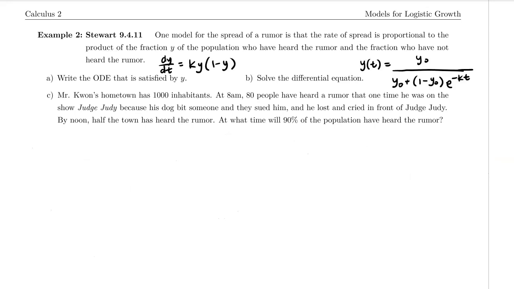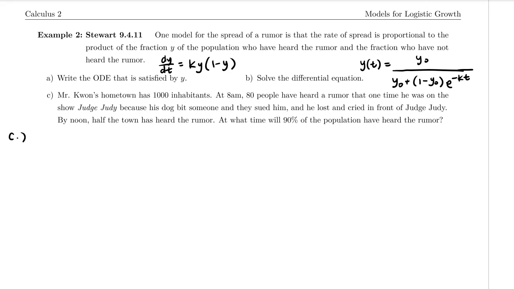Okay, so I've gone ahead and copied my answers for part A and part B up above. Now let's move on to part C, which says, Mr. Kwan's hometown has 1,000 inhabitants. At 8 a.m., 80 people have heard a rumor that one time he was on the show Judge Judy because his dog bit someone and they sued him and he lost and cried in front of Judge Judy. By noon, half the town has heard the rumor. At what time will 90% of the population have heard the rumor?